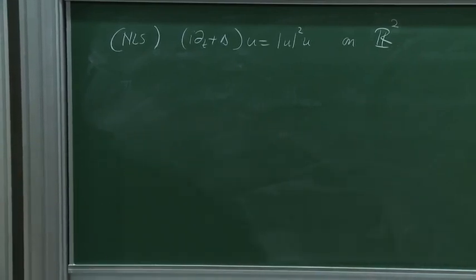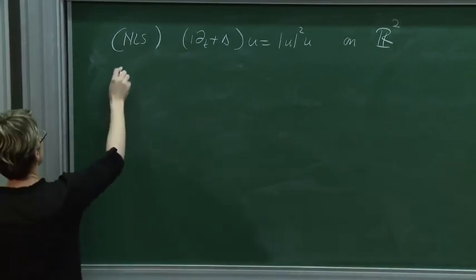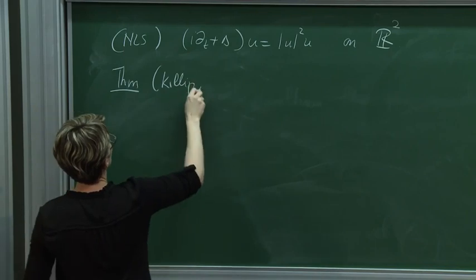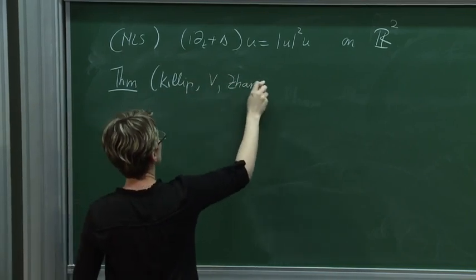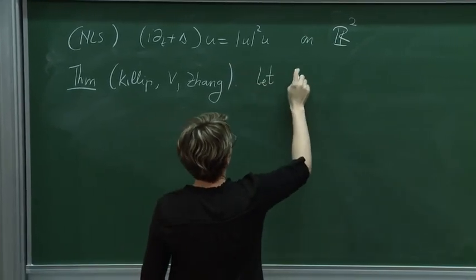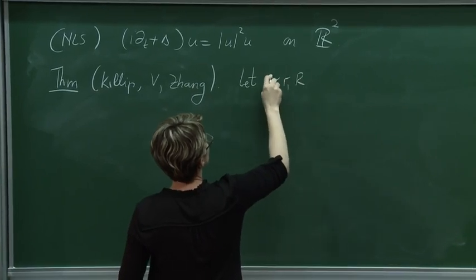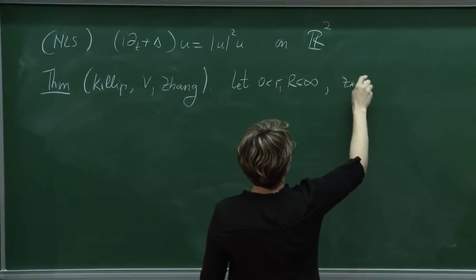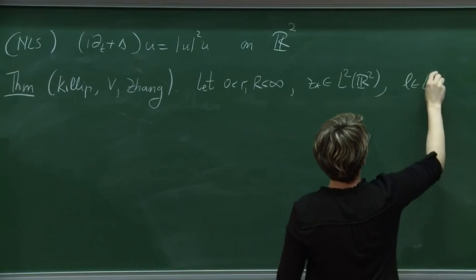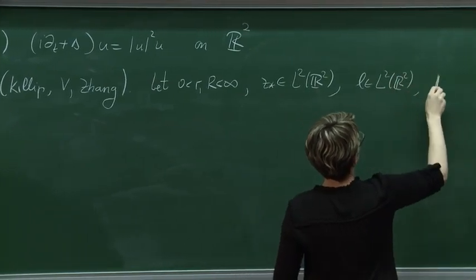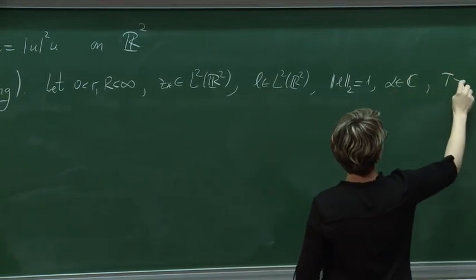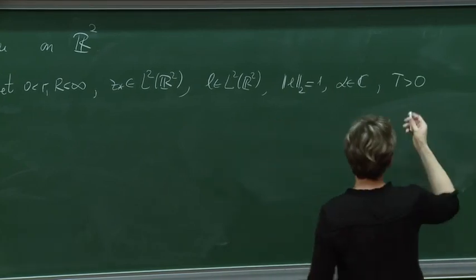Okay, and the theorem I want to talk about is the following. This is joint work with Rowan Killip and Xiaoyi Zhang. And it says the following thing. Assume that you're given a bunch of parameters. r, capital R, these are positive numbers, finite. z star is an element of L2 of R2. l is an element of L2 of R2 of length 1. Alpha is a complex number, and T is a positive number, right, a positive time.